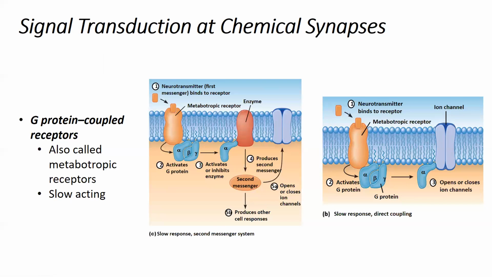So then, the direct coupling system, when that alpha protein goes down and binds with the ion channel, does that ion channel not have any receptor binding sites on it, or? No, it's not a receptor. This ion channel is not a receptor. Okay, it's just a channel.